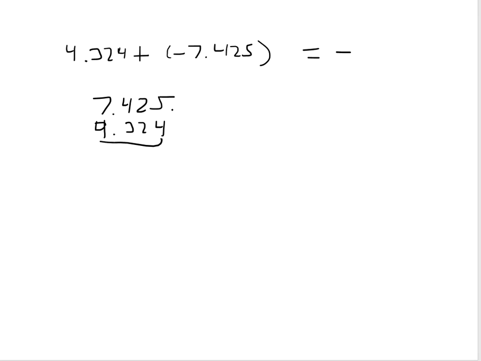and you subtract them. 5 minus 4 is 1, 2 minus 2 is 0, 4 minus 3 is 1, and 7 minus 4 is 3. So negative 3.101 for the first one. Let's go ahead and look at the next one.